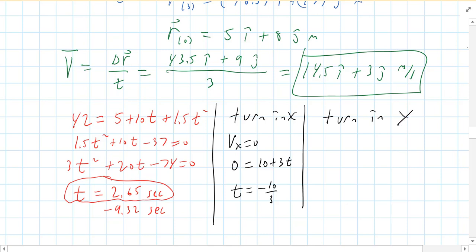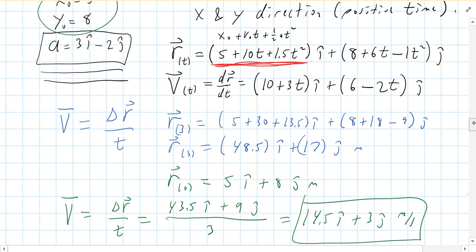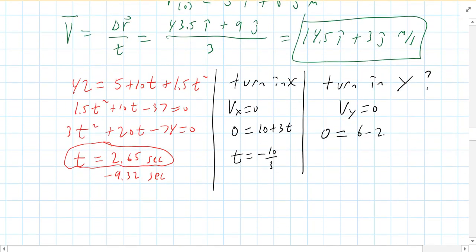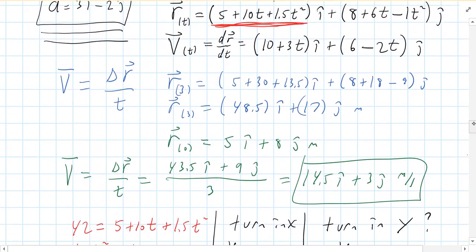The same goes for y, or the same idea in y. So we're going to see, when does it turn in the y direction? Okay, we're going to set vy equal to 0. And so we're going to say 0 equals, and you get the vy is 6 minus 2t. So 6 minus 2t. So here we do get a positive time. You get 3 seconds. So that's when it turns in the y direction. And now, what is the y coordinate at that? Well, the cool part is we already know that. Okay, we found the position vector.